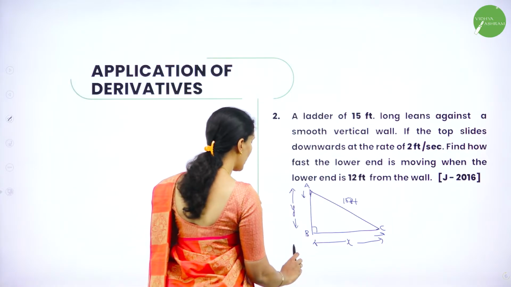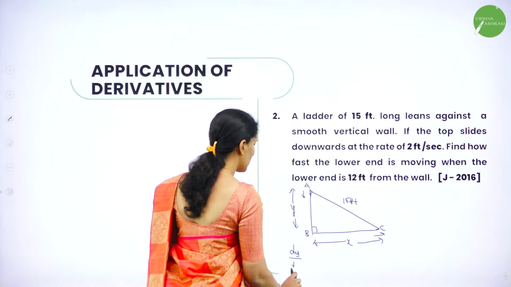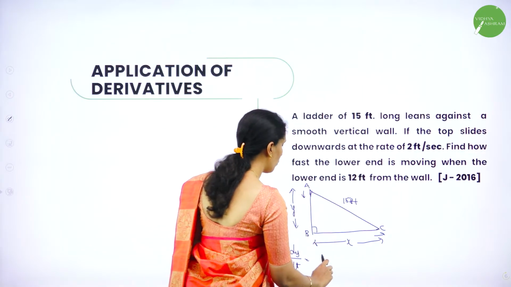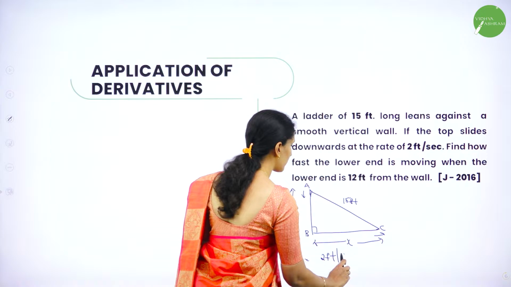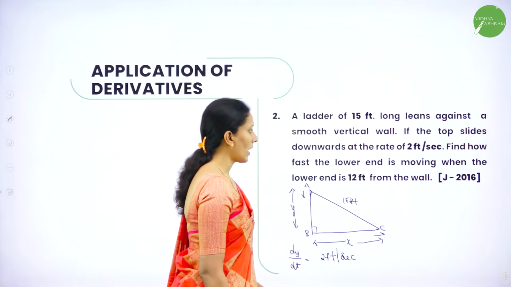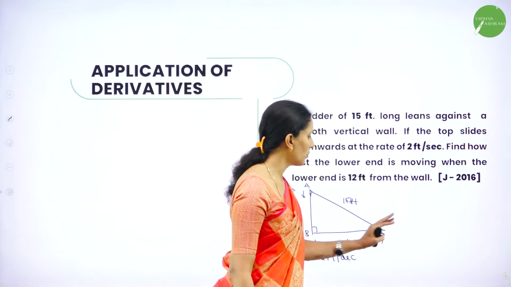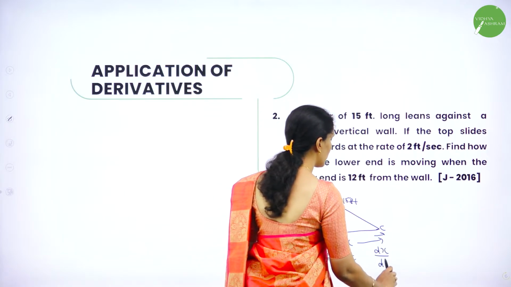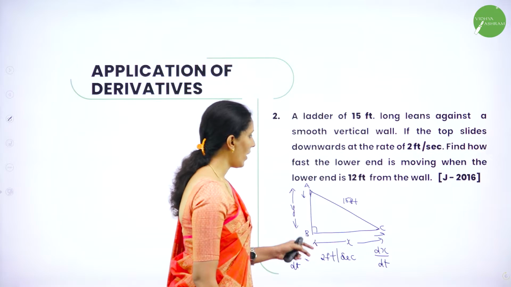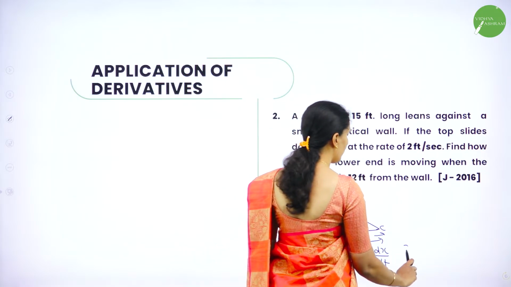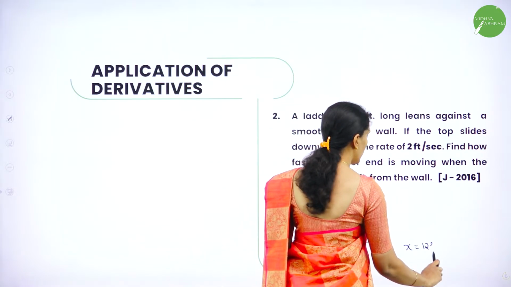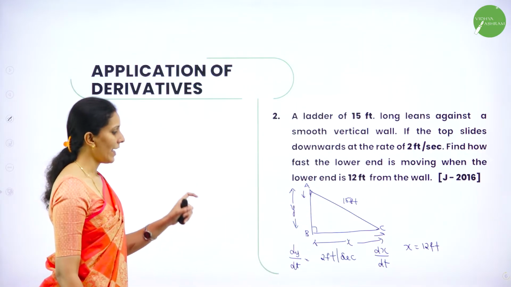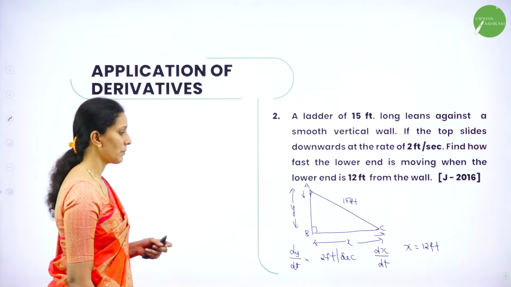Also they have given that the top slides downwards at the rate of 2 feet per second, that is dy by dt, since it comes downwards at the rate of 2 feet per second. We need to calculate how fast the lower end is moving, we need to calculate dx by dt. So when the lower end is 12 feet from the wall, when x is equal to 12 feet from the wall. So first let us calculate y, x, then we can find out dx by dt.